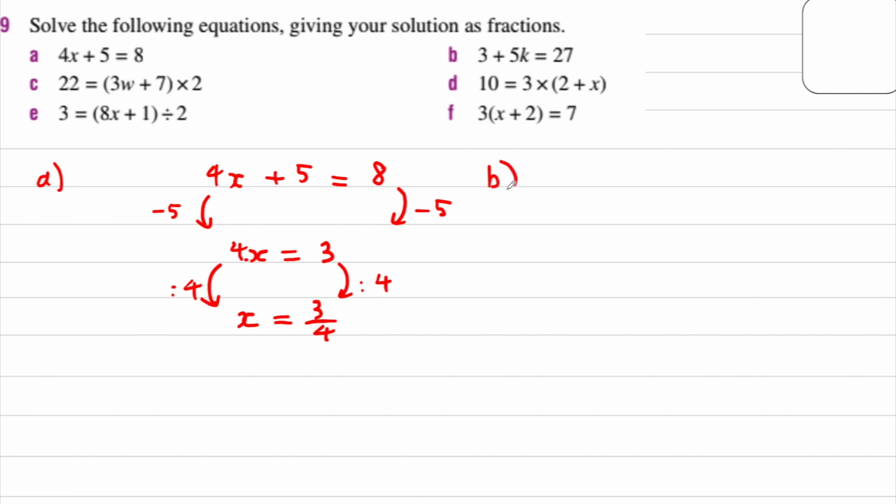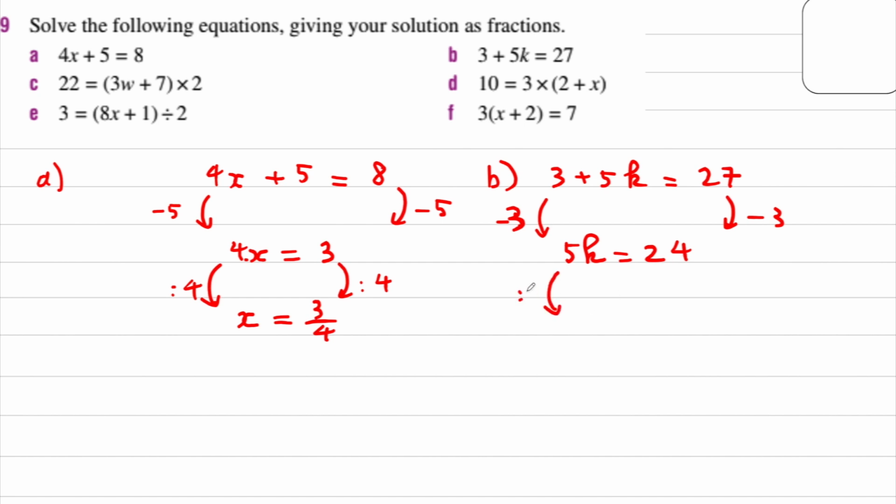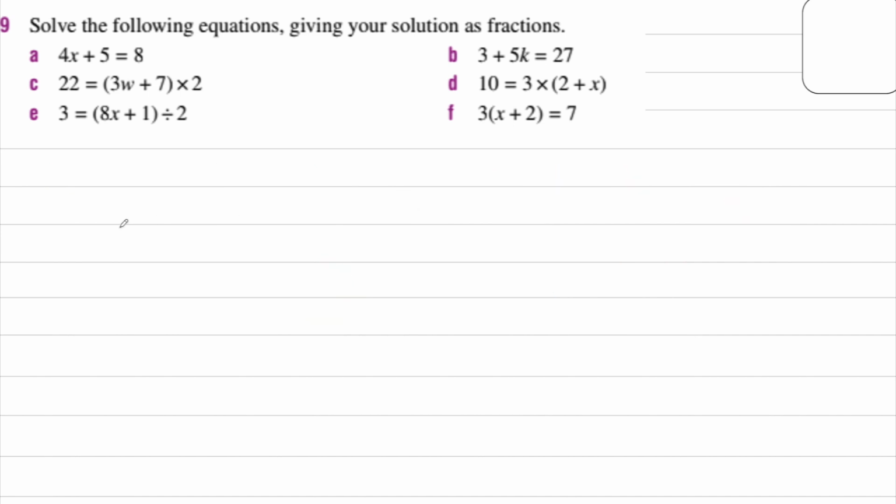About question B, a little bit easier. You got 5k and 27 here, minus 3, and this one is minus 3. 5k equals 24, and then divide by 5. This is divide by 5, and here is k and 24 divided by 5. That is question B. Go on for question C.